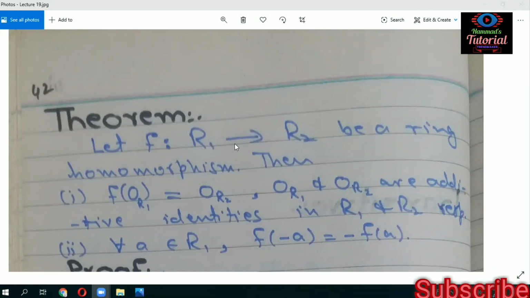Let F from a ring R1 to R2 be a ring homomorphism. Then F maps the additive identity of R1 to the additive identity of R2. And similarly, the second part of the theorem is, for all A belonging to R1, F of minus A is equal to minus F of A. Here minus A means the additive inverse of A, and minus F of A means the additive inverse of F of A.